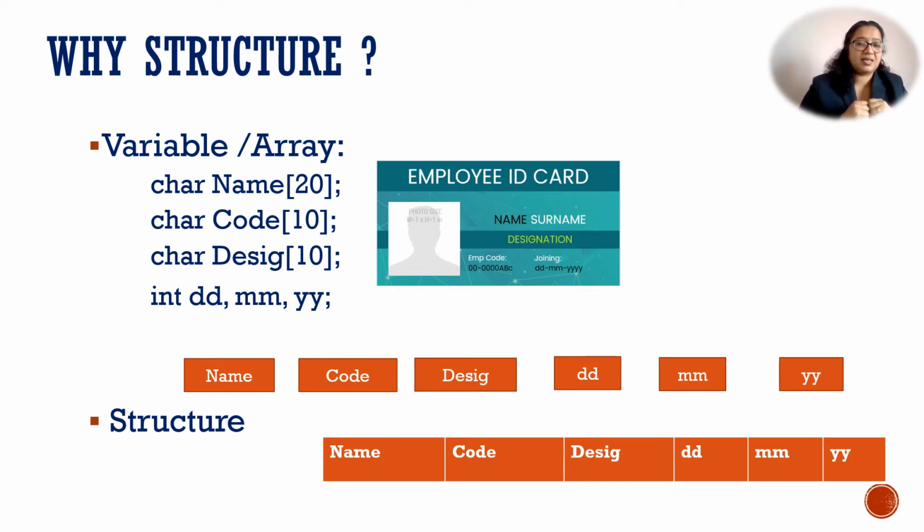But just think, if you are getting all the details in one block and we can give one name, it is good, no? So that is the use of structure. Through structure we can create one block for multiple data. Name, code, designation, dd, mm, yy, all this together we can put in one block.